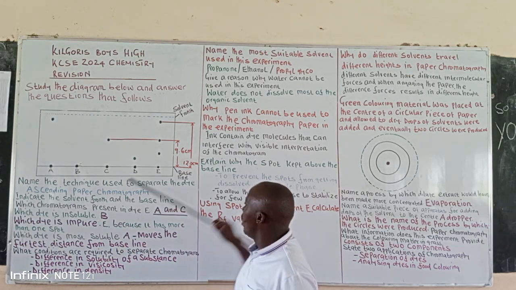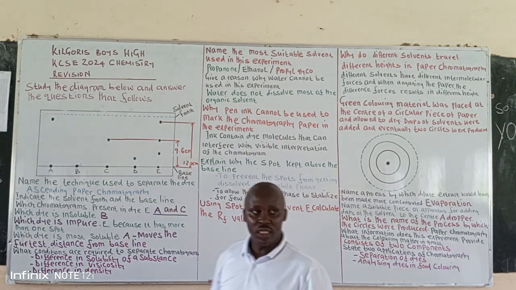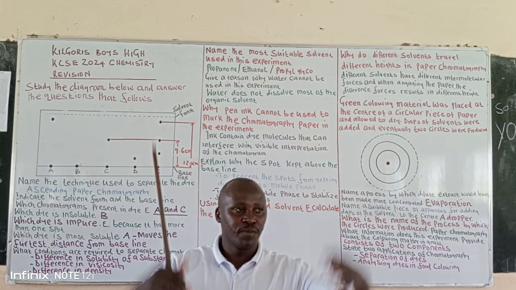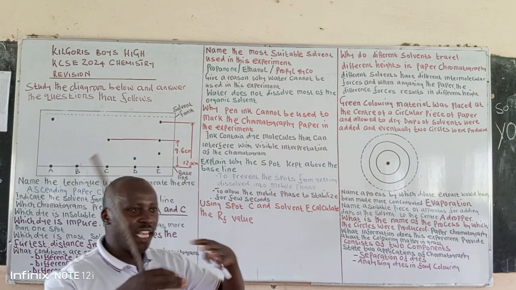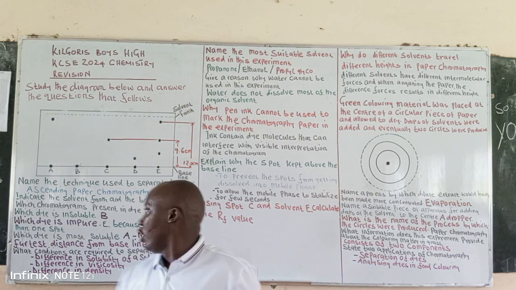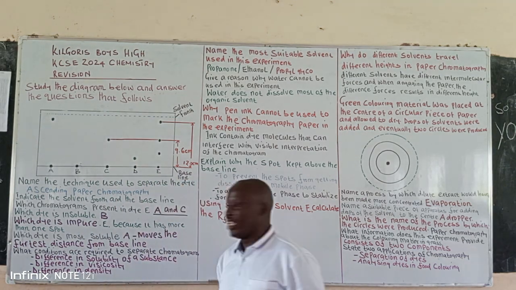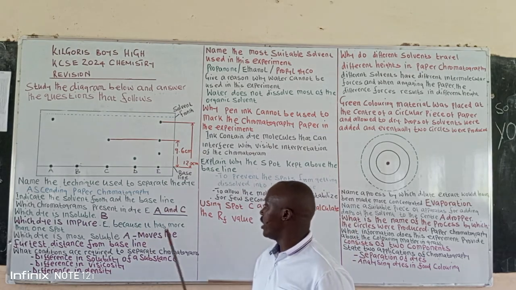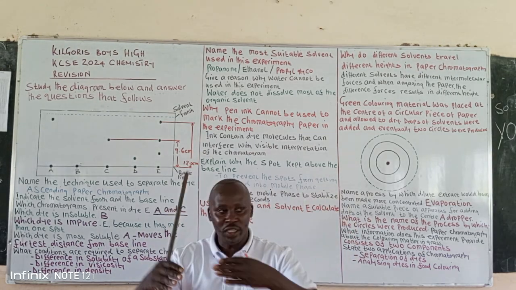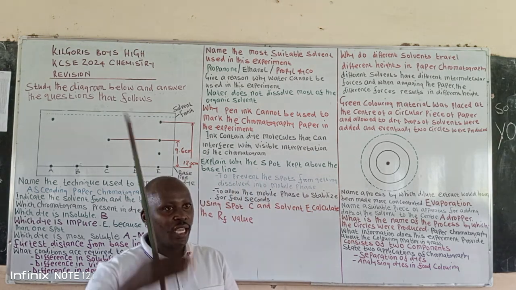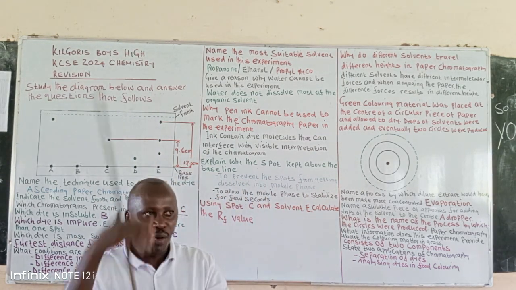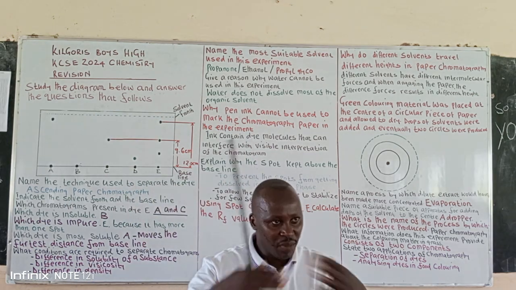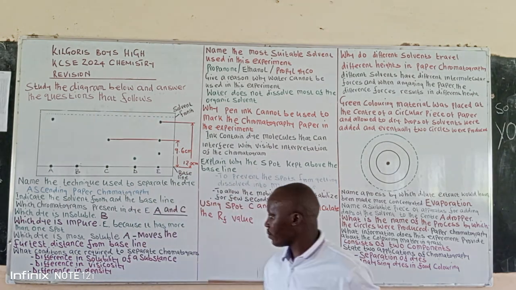You realize that we have this dye A, which is moving more than two spots. If it is moving more than two spots, it means that this dye is an impure dye. So which dye is impure in that case? It is E, because it has more than one spot. The pure substance separates into only one spot. An impure substance separates into many spots, which is more than one.